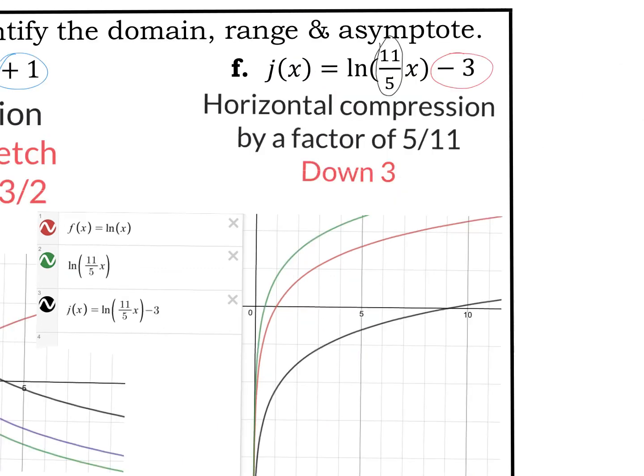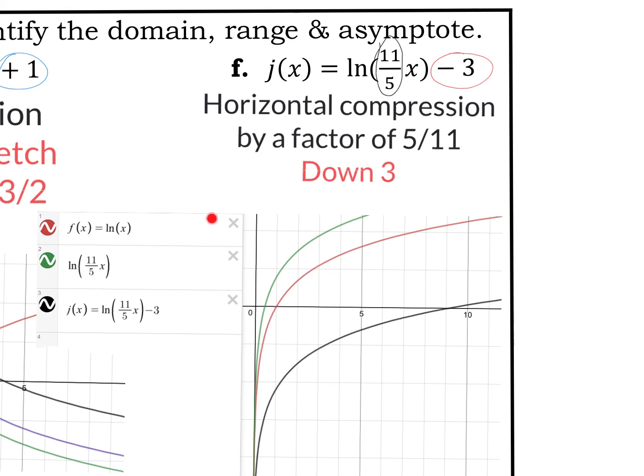Okay, so for my final example, I have ln of 11/5 x. The numerator is greater than the denominator, so therefore I am going to have a number bigger than 1, and I'm multiplying it on the inside. So that's going to make it get a little bit taller looking. So that's going to be a horizontal compression since it's on the inside. And since it's horizontal, you got to say the reciprocal of the number for the factor. So you say horizontal compression by a factor of 5/11. And then the -3 is on the outside, so it goes down 3 units.